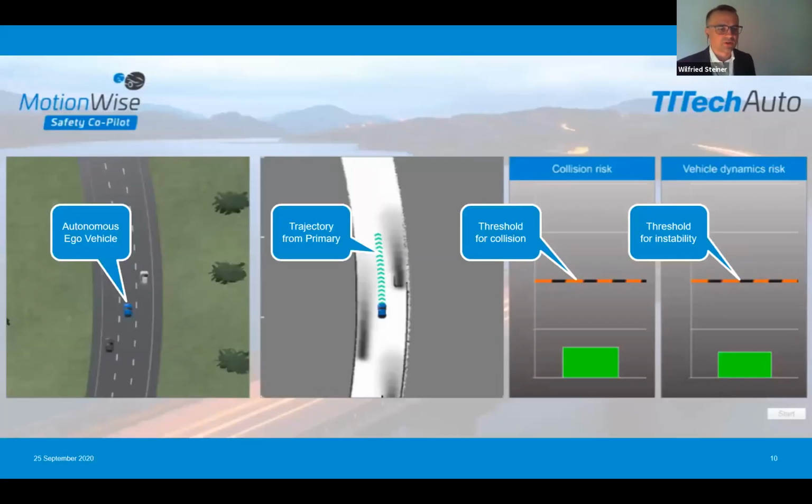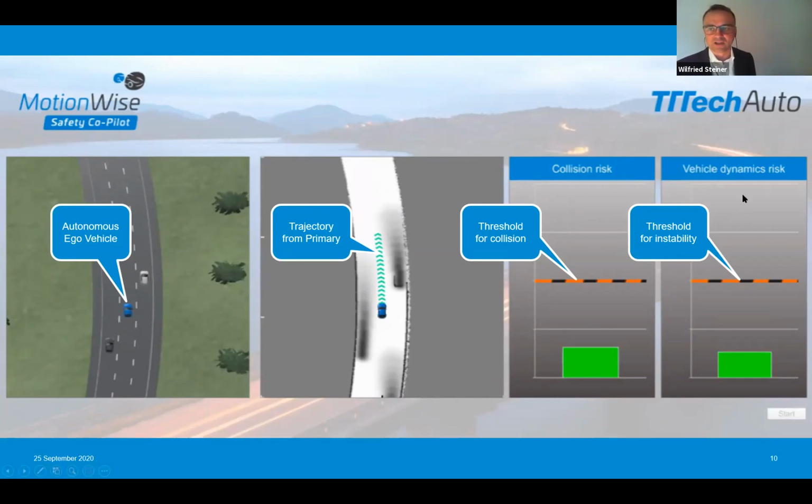So here is a very quick simulation of what I mean with a monitor. I'll rather go quickly through that for the sake of the timing. But you see on the left a simulation. You see an ego vehicle that's driving on a road. Here in the middle, you see the world model of the monitor. So the world model is essentially the white space, which indicates a free space to travel. And you see in green the trajectory that is proposed by the primary, by the commander or the doer. Pick the terminology as you like.